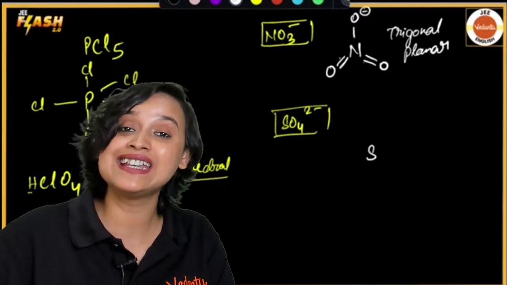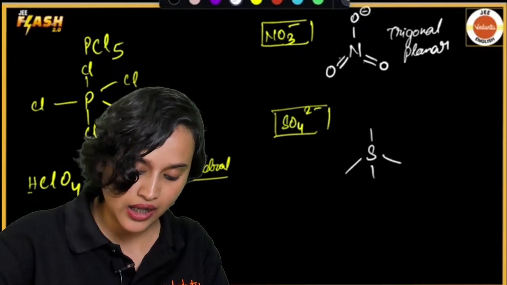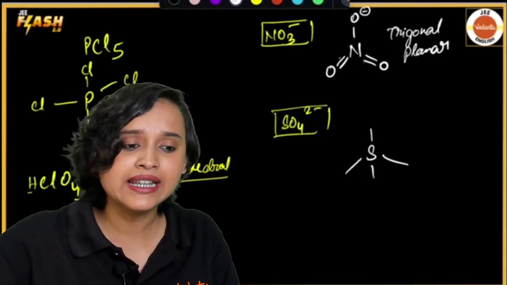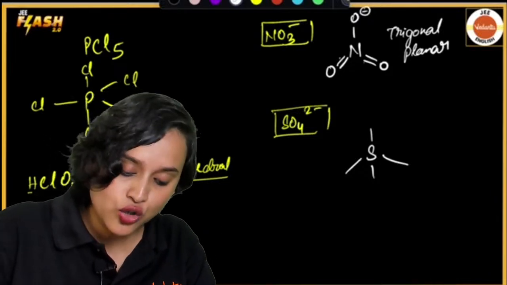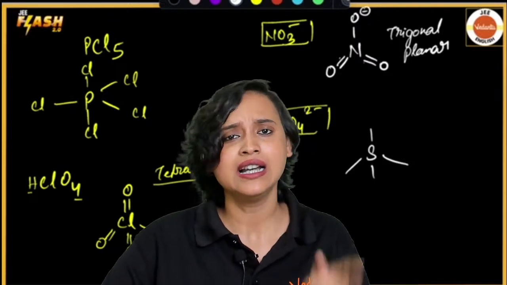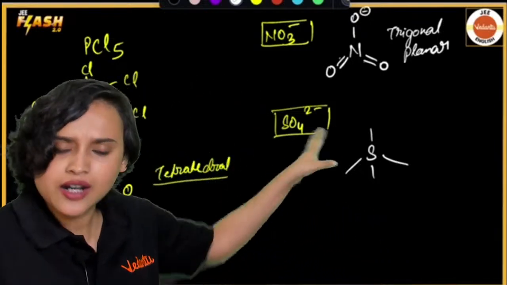So you will have S here. Now you see there are 4 oxygens. So 1, 2, 3 and 4. Can I draw it like this? Yes, I can. Now I see that there are 2 negative charges, right? These 2 negative charges will be shared by oxygen, right?